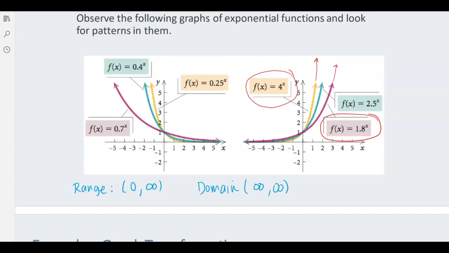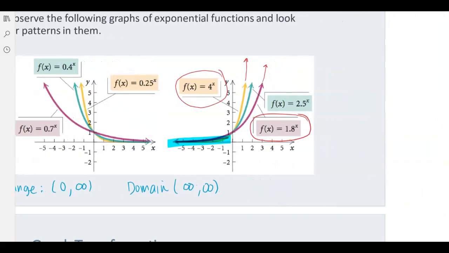But when I move over onto the other side, onto the left-hand side of the y-axis, what ends up happening is that the number that has the higher base, which in this case would be 4 to the x, is actually going to get closer to the x-axis than the one with the smaller base. So it's going to grow more quickly on the right-hand side, but on the left-hand side, it's also going to get closer to the x-axis or get smaller more quickly.